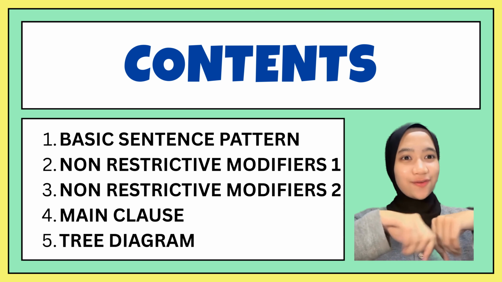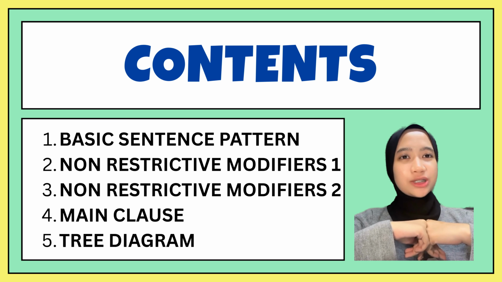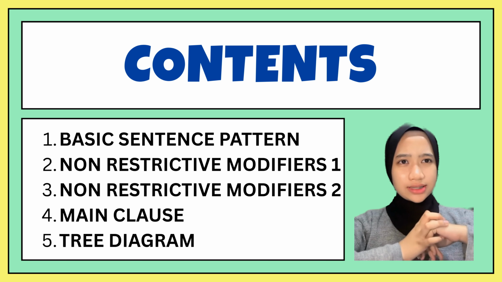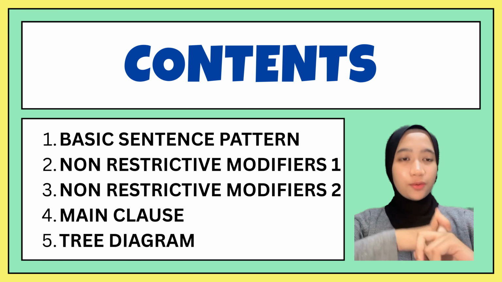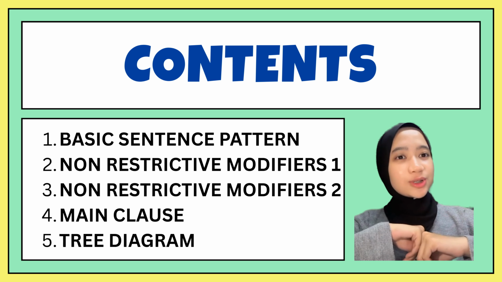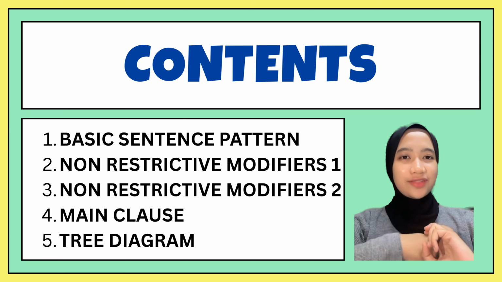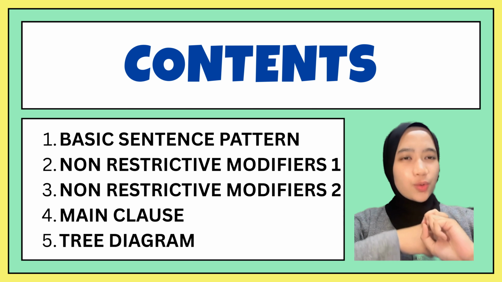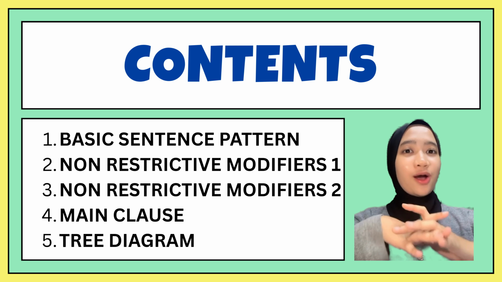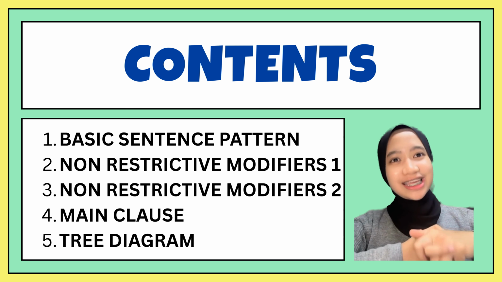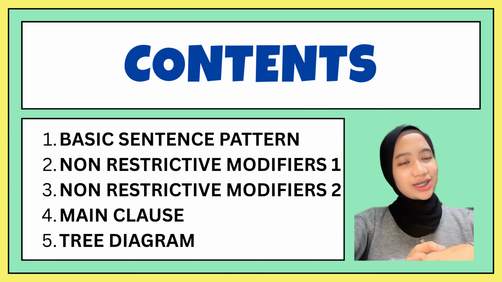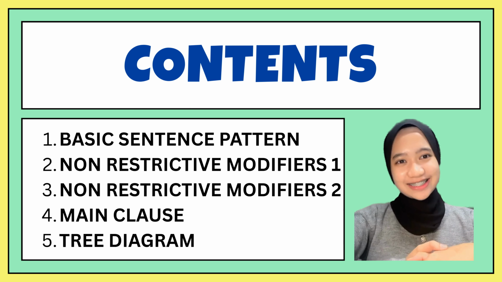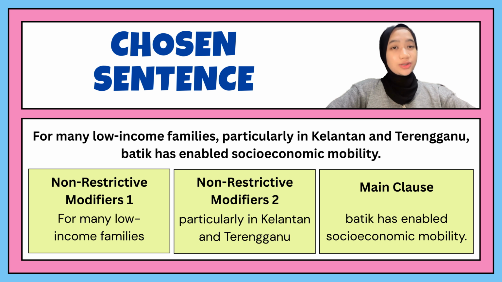For the content of the presentation, first I will explain the basic sentence patterns of the chosen sentence. Next, I will discuss non-restrictive modifiers 1, followed by non-restrictive modifiers 2. After that, I will explain the main clause, which carries the core meaning of the sentence. Finally, I will present the tree diagram to visually represent the syntactic structure of the entire sentence. Now, let us move on to the chosen sentence.